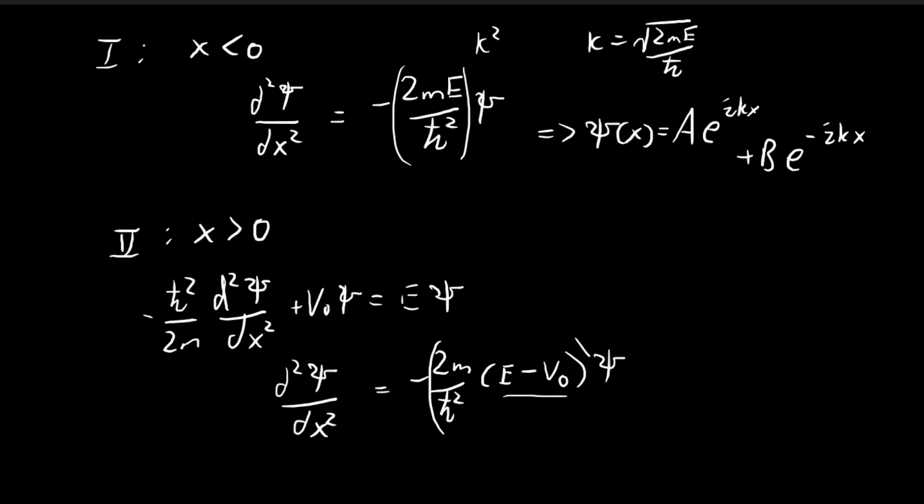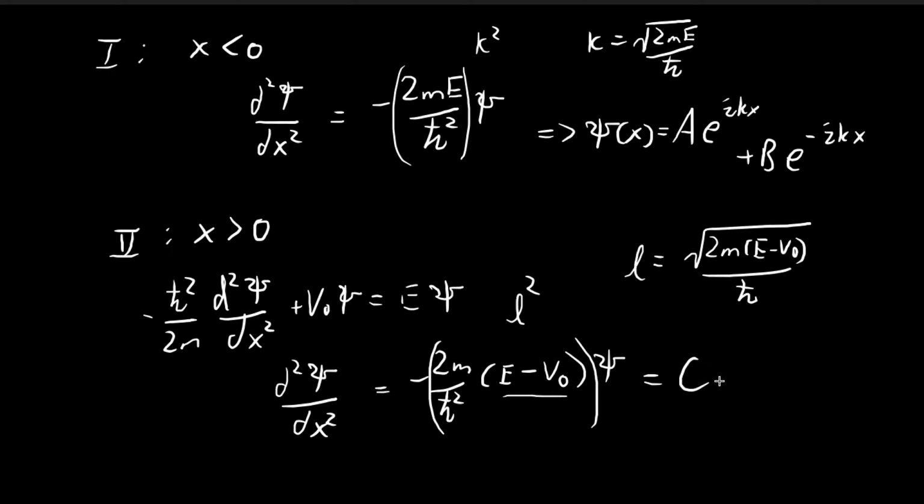So I'm going to group all these terms over here, and then I'm going to call this l squared. So l is going to be equal to the square root of 2m(E minus V naught) divided by h bar. And so the general solution to this is some constant c times e to the power of ilx plus d times e to the power of negative ilx.